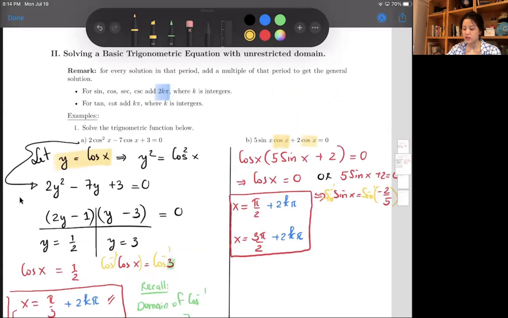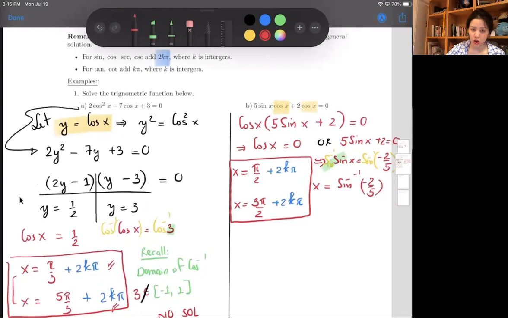Again, the domain of sine inverse is between -1 and 1. So negative 2/5 is certainly between -1 and 1. So in this case, we can continue to solve this equation, right? I can cancel sine and sine inverse. So what's left is just x equals sine inverse of negative 2/5. Okay, so remember the range of sine inverse is quadrant 1 and quadrant 4, from negative pi half to pi half.